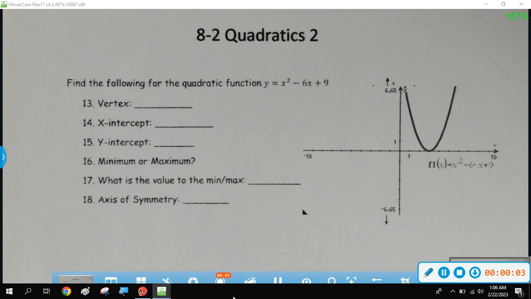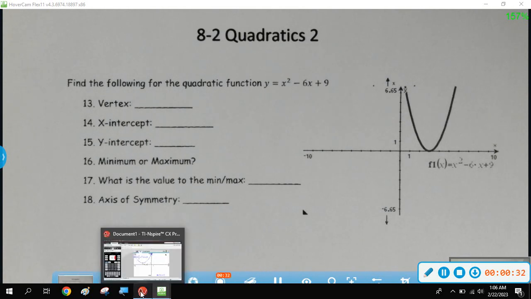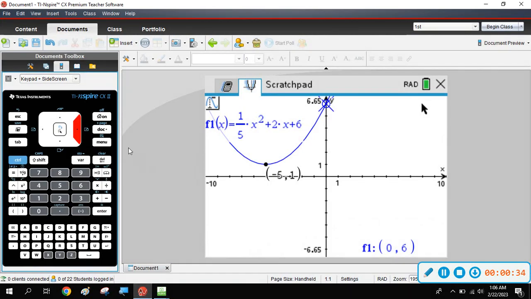Okay, for this section 8-2, we're also looking at some of the same characteristics for a quadratic, similar to what we did in 8-1, so it's just more practice of the same type of question. Okay, so let's go through and start with the first example. My first example is going to be y equals x squared minus 6x plus 9. So let's get right to it. Nothing really new, I would say, to learn here, but just more practice with what we've been doing.